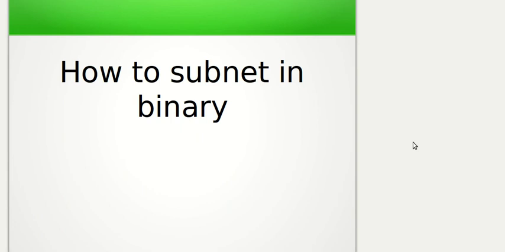So we have reached the end of this video, and we've seen how to subnet in binary. In the next video, we'll be going over how to subnet in decimal to make the subnet process much faster than what it is now.